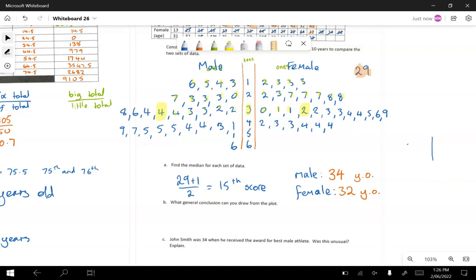So what general conclusion can we draw? I would be drawing the general conclusion that most athletes are in their 30s overall, and that male athletes tend to be older than the girls.